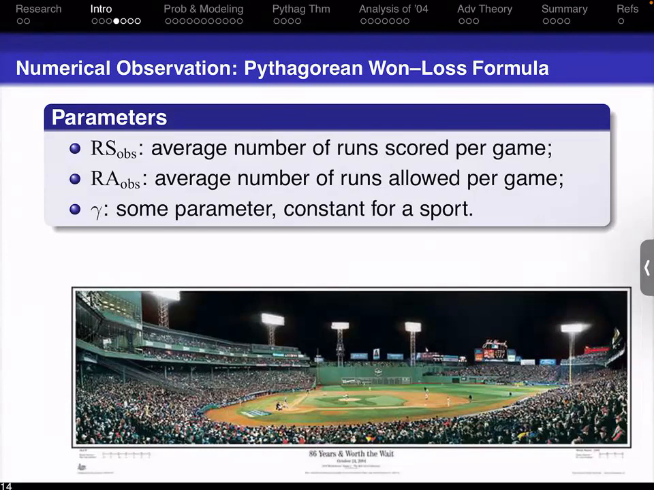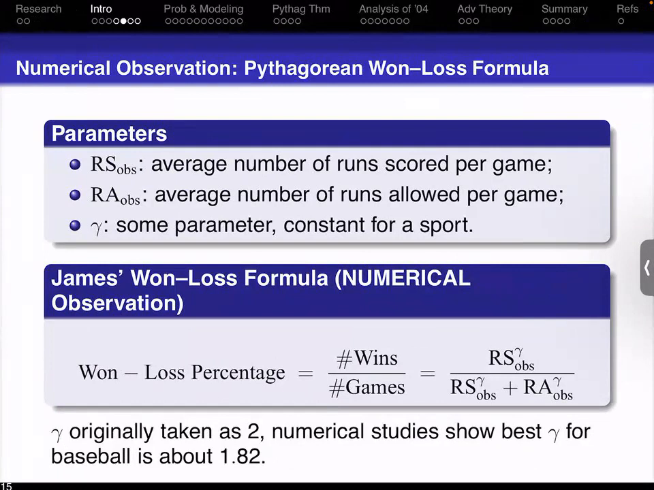And what Bill James numerically observed is that if you wanted to estimate a team's winning percentage, the number of wins divided by the number of games, a really good approximation is runs scored to the gamma over runs scored to the gamma plus runs allowed to the gamma. And when he was originally coming out with this, this was well before the prevalence of cell phones, home computers and whatnot. We had calculus that you could do by hand. We had calculators. And so he chose gamma to be 2 because we have a nice squaring function on the calculator and looking at squares does a pretty good job.